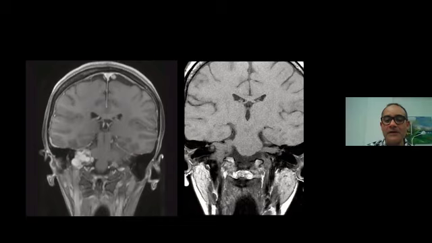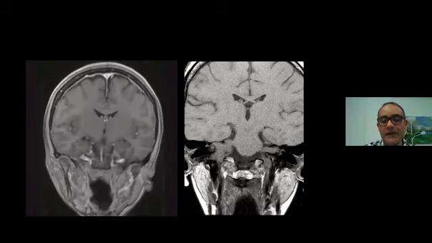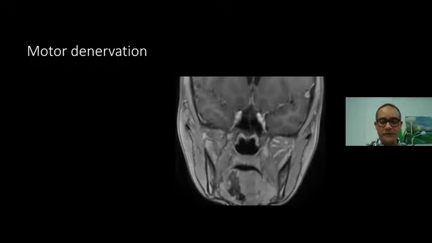or any acute other insults to the brain. So what should we do now? Motor denervation. That will establish the diagnosis in almost all cranial nerves which have motor parts or motor fibers.